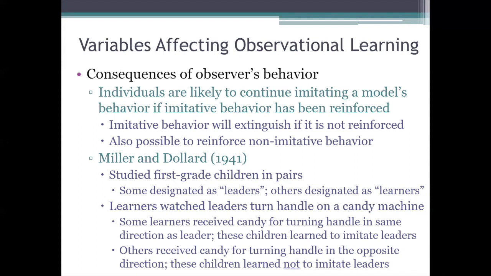So, in this study, children imitated the leaders if doing so produced candy as a result, but other children learned not to imitate the leaders if imitation didn't result in candy. So, guys, observational learning is very common and very beneficial. But the point is, ultimately, it's the consequences of the observer's own behavior that determine whether they're going to keep doing something they've seen a model do. In other words, we can acquire changes in our behavior through observation. But once we have, it's up to our old friend operant conditioning to reinforce those changes, to punish them, or to extinguish them.